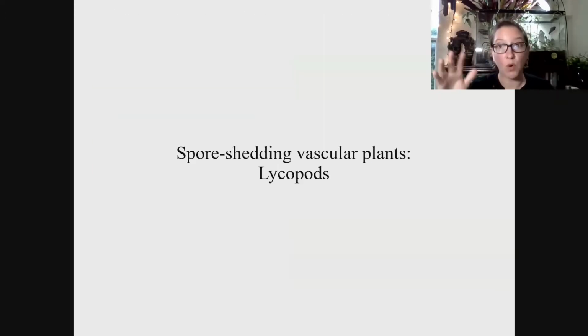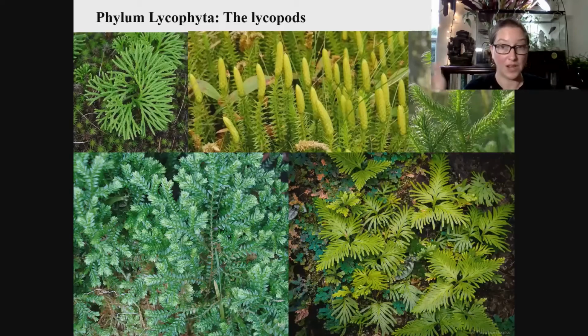Okay, so the spore-shedding vascular plants. First, we'll start with lycopods. So here on the top, you have different Lycopodium, and on the bottom here, you have different Selaginella, both of which are lycopods.